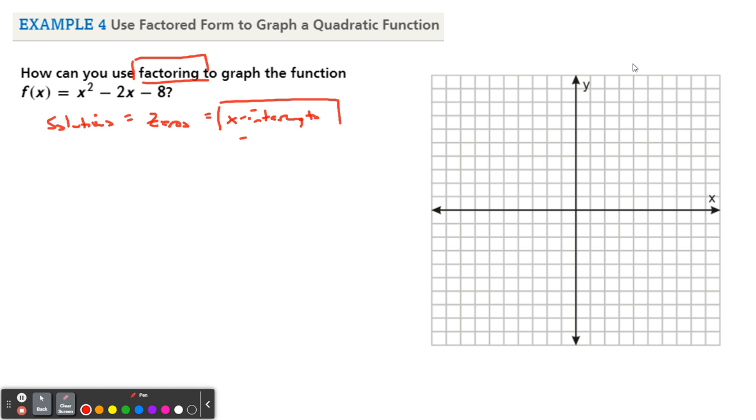And this is the key, right? We're going to find x-intercepts. So if there's 2 solutions, we have 2 x-intercepts. And we can use that to then find our vertex and go from there to plot our parabola. Okay, so let's first set up the related equation, if you will, by setting that equal to 0.